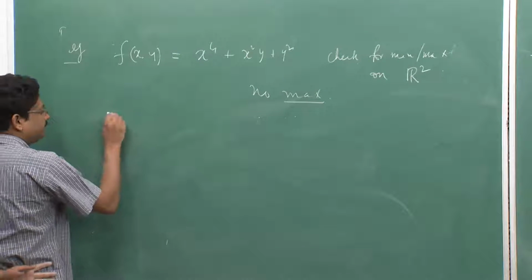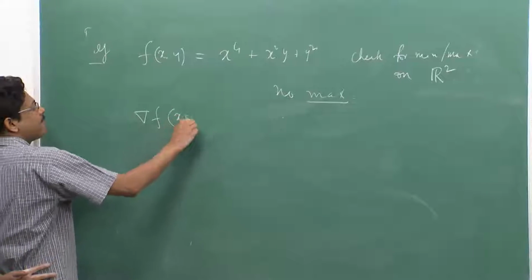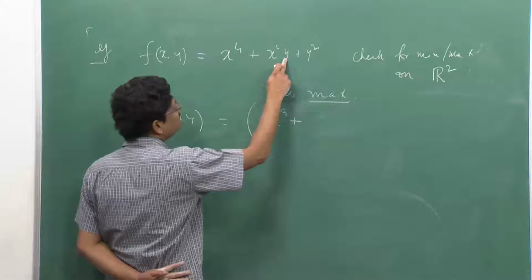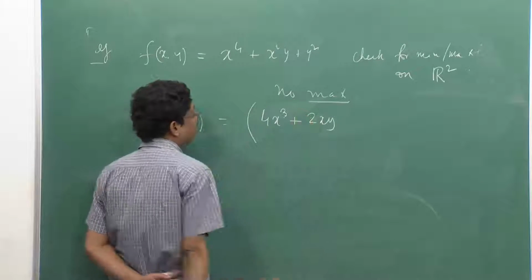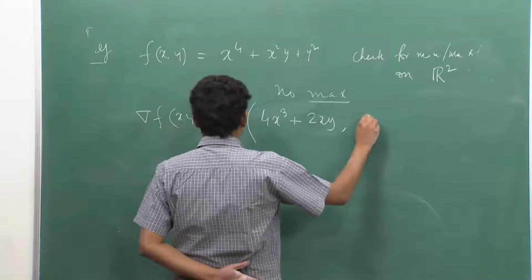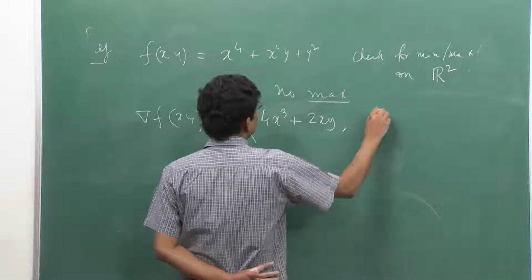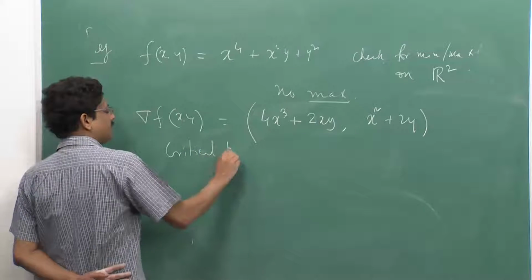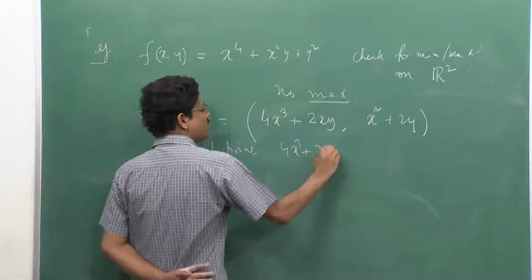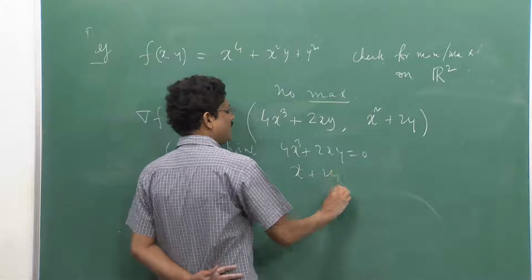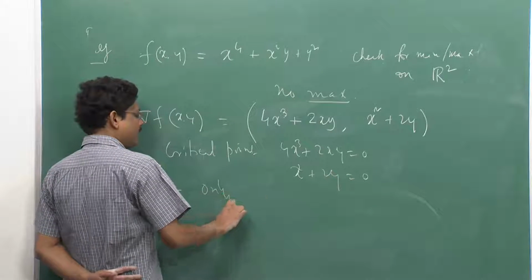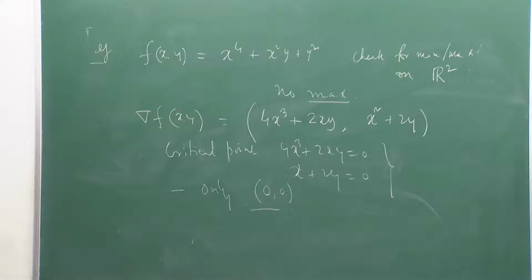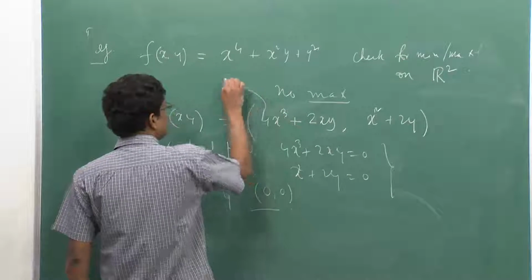Okay, let us see a critical point. What is grad f(x, y)? This is how much? f_x is 4x cubed plus 2xy and f_y is x squared plus 2y. So, for critical point, 4x cubed plus 2xy equal to 0 and x squared plus 2y equal to 0, you see that the only critical point is (0, 0), that satisfies these equations. This is my f_x, this is my f_y.